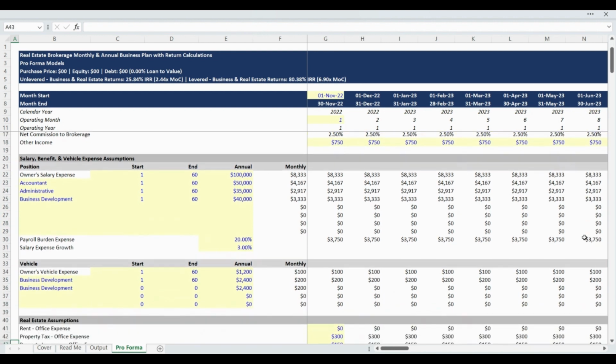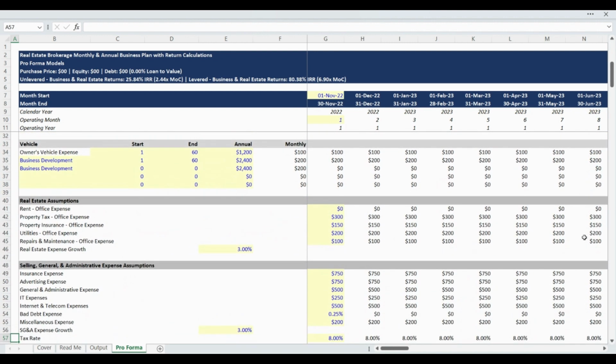The final input within the salary and benefit expense is for the annual salary expense growth, which is how much you are going to increase employee wages annually as a percentage of the prior year salaries. If it is applicable to your analysis, vehicle expenses for the owner and employees are modeled in a similar fashion as salaries to include the costs in your model.